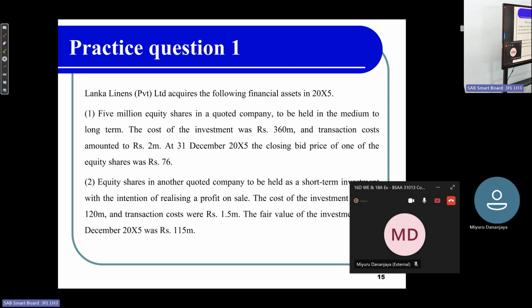Can you classify this one under amortized cost? Can you? No. Amortized cost, no. It is an equity share investment.